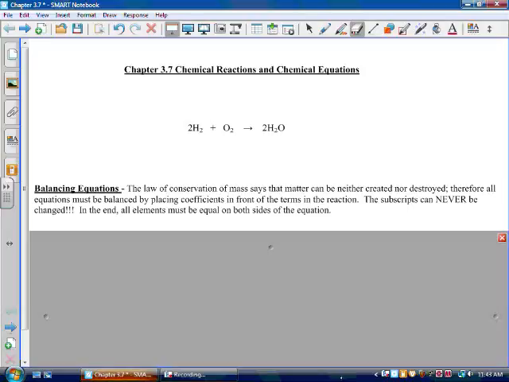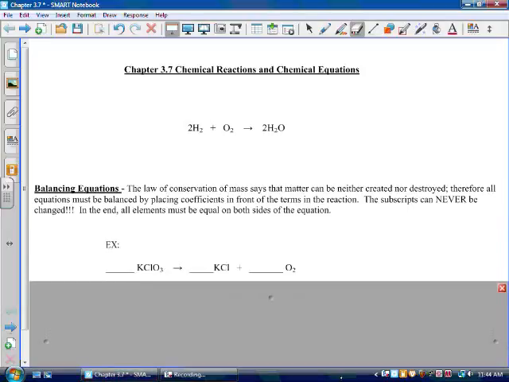All right, so again, as we get to balancing equations, the law of conservation of mass says that matter can be neither created nor destroyed. Therefore, all chemical equations must be balanced by placing coefficients in front of the terms in a reaction. Again, the subscripts can never be changed. In the end, the elements must be equal on both sides of the equation. Let's look at some examples of how we do this.